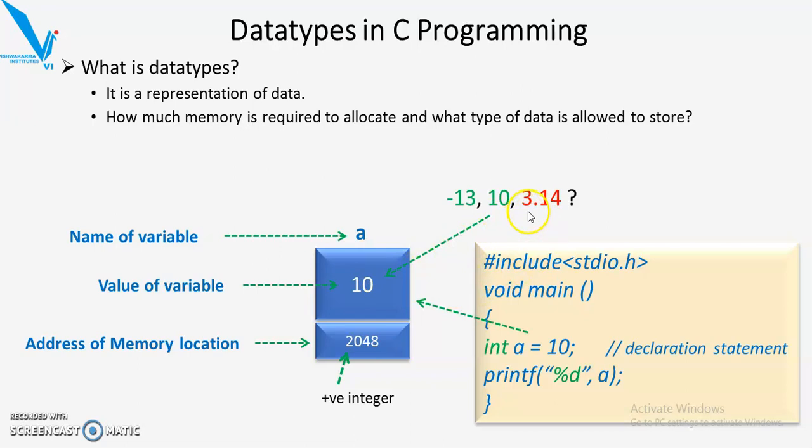Now can we store this 3.14 number into this? The answer of this question is no, because it requires a different type of data type, that is decimal value is not allowed in this integer type of data. It is used to store in a different type of data types, that is float. So data type represents two things, that is how much memory is required to store the data and type of data is allowed to store.